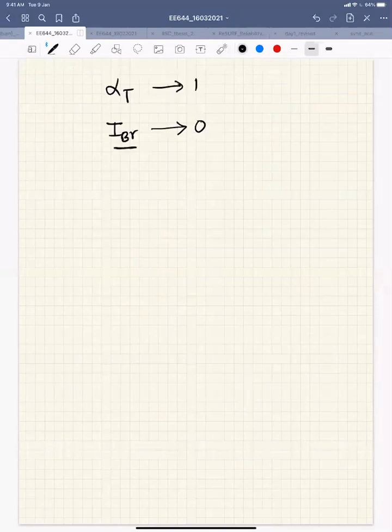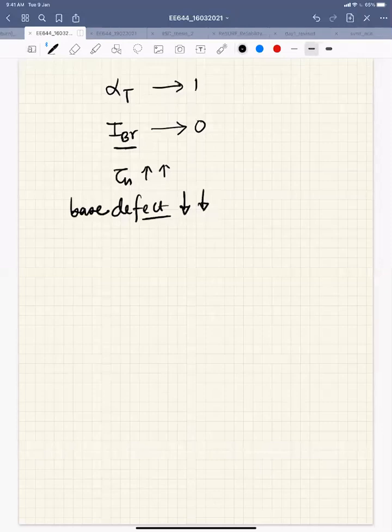So if you want IBR to be zero, the only thing you could do is, because you do not want recombination in the base, your tau n, the recombination lifetime in the base, should be high. That you actually do by changing the defects, right? So taking care of the defects in the base region. So defects need to be very low, right? Defects in the base region need to be very low.